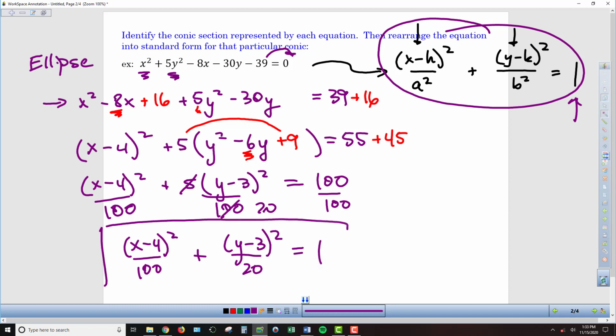So here I have successfully rearranged my equation into a format where now I can find the center of the ellipse, I can find the values of a, b, and c, and therefore the vertices and the foci, and be able to sketch the graph.